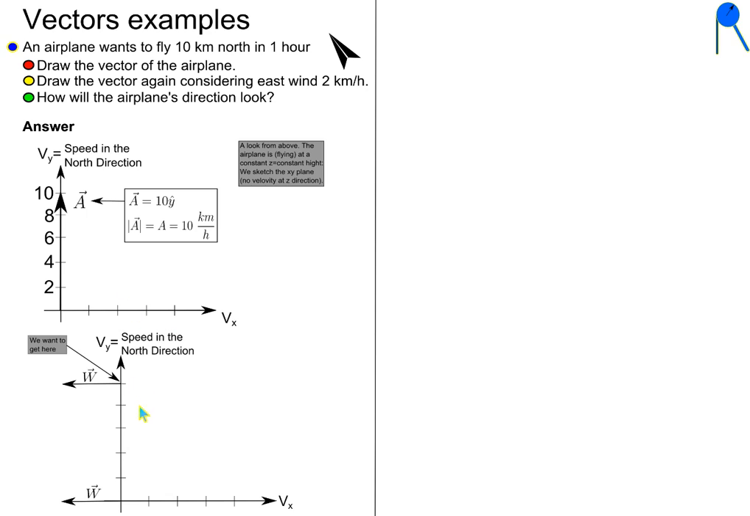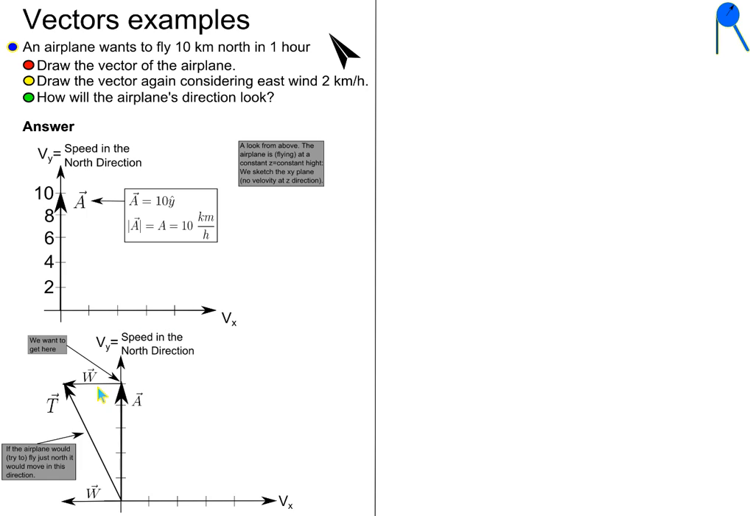In case there's wind, the wind will push the airplane. Let's draw the wind's vector. Its magnitude is 2 to the left, or west, because it is an east wind. Notice I draw the vector twice. I can move it as long as I keep its magnitude and direction.